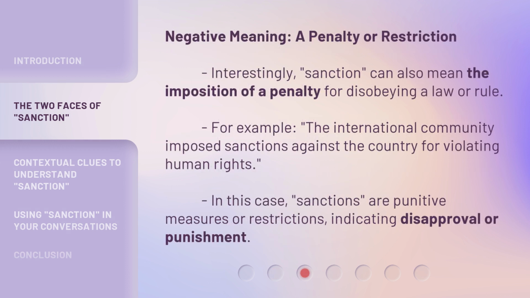Negative meaning, a penalty or restriction. Interestingly, sanction can also mean the imposition of a penalty for disobeying a law or rule. For example, the international community imposed sanctions against the country for violating human rights. In this case, sanctions are punitive measures or restrictions, indicating disapproval or punishment.